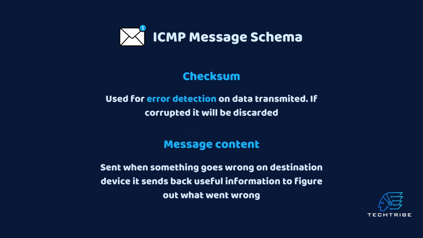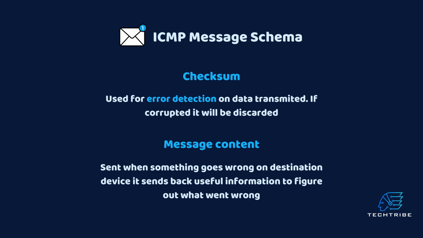Message content: when something goes wrong, the destination device sends back an ICMP message, right? This message includes the original IP header and the first 8 bytes of the data that caused the issue. That's usually enough to identify the protocol used, like TCP or UDP, and figure out what went wrong.